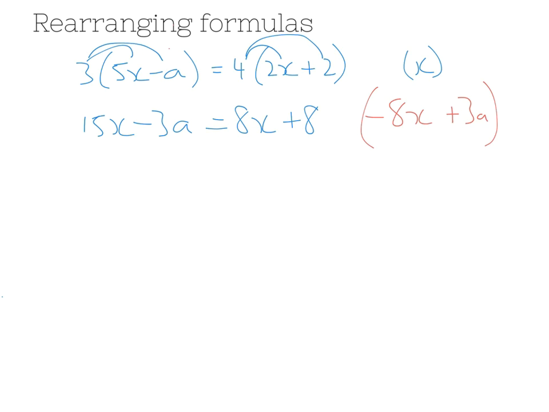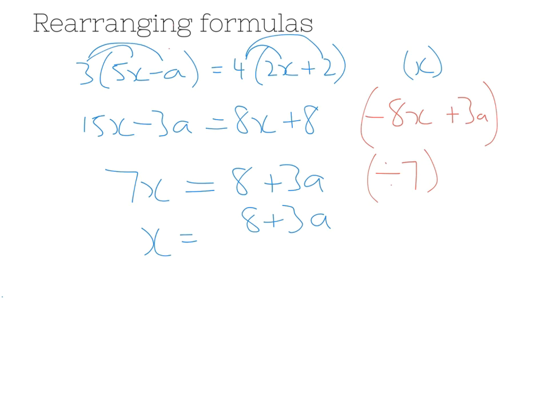Right, so on the left, 15x minus 8x is 7x. Minus 3a plus 3a is 0. And that equals 8x minus 8x is 0. And then we have 8 plus 3a. To get rid of the 7 from the left, we divide both sides by 7. So we have x equals 8 plus 3a on 7.